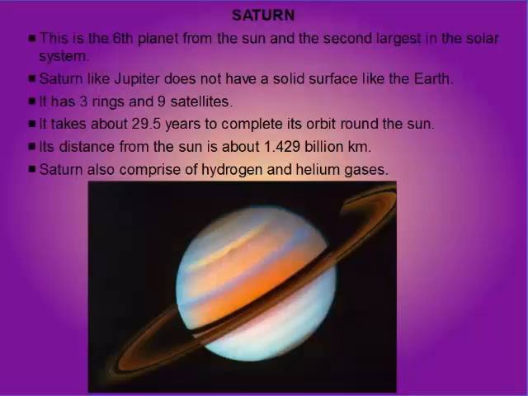Saturn is next, which is the sixth planet from the sun and the second largest in the solar system. Like Jupiter, it does not have a solid surface like the Earth. It has 3 beautiful rings and 9 satellites. It takes about 29 years 5 months to complete its orbit around the sun.